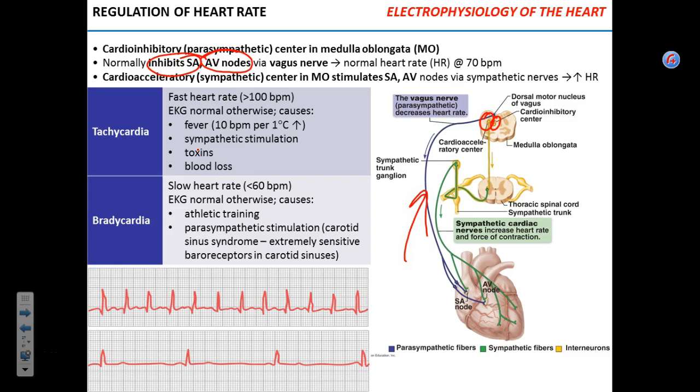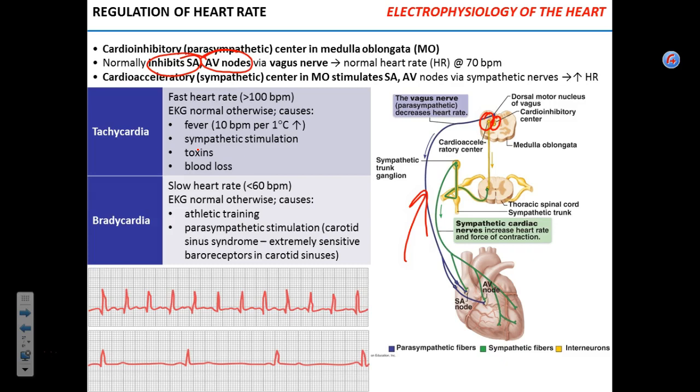Cardioinhibitory center will normally lower your heart rate. Cardioacceleratory center will increase it. I'm going to ask you a question. You are sitting, relaxing. Which branch of the autonomic nervous system controls your heart rate at this point? When you're resting and digesting, which one? Parasympathetic. So your heart rate is, say, 70.